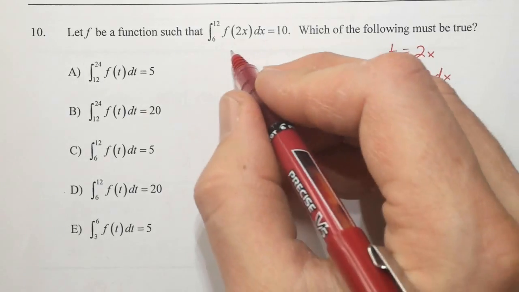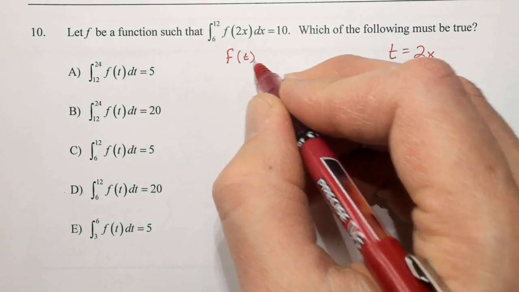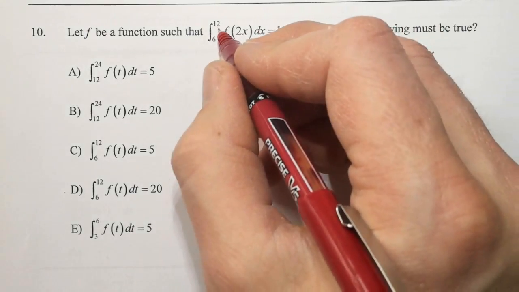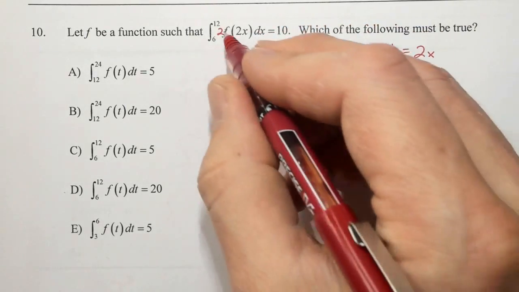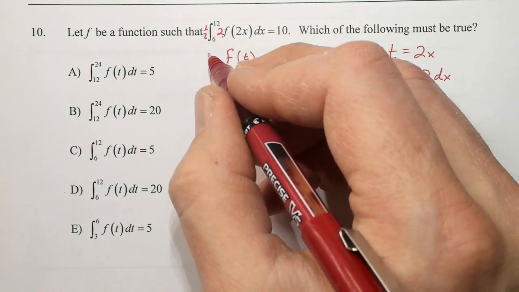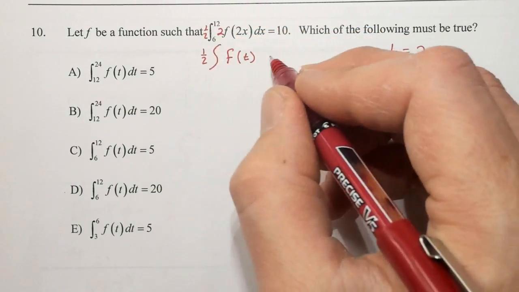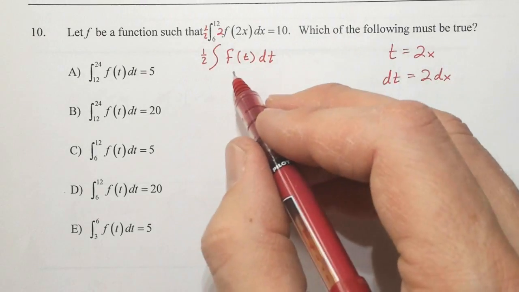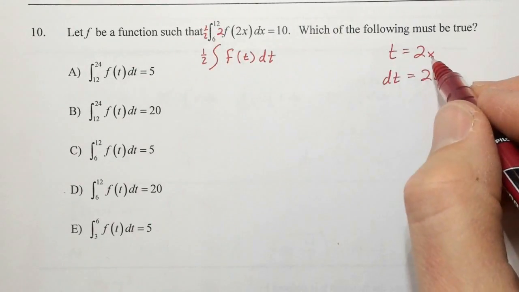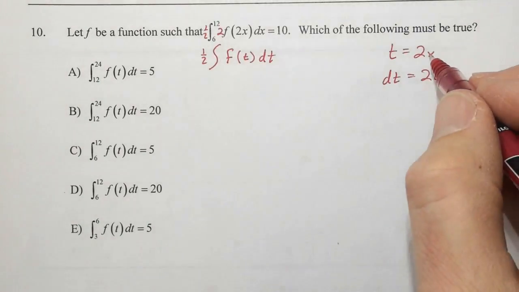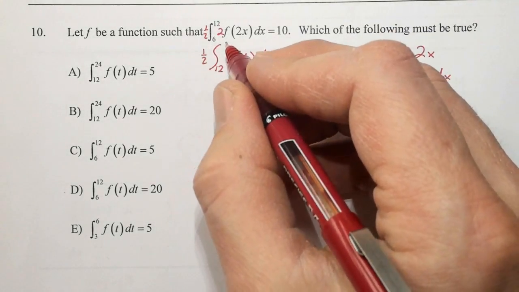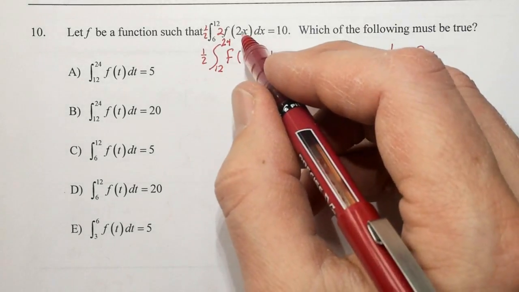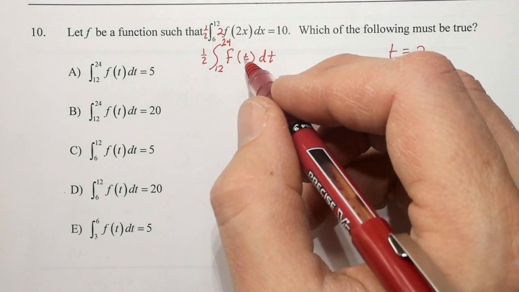Okay, so we can change this to f of t, but dt can only come in if there's a 2 dx. We have a dx, but we're missing the 2. So 2 on the inside, 1/2 on the outside. Now dt can come into play. The bounds have to change. 6 and 12 both get doubled. So we have 12 and 24. And what we've done now is we've changed from x over to t.